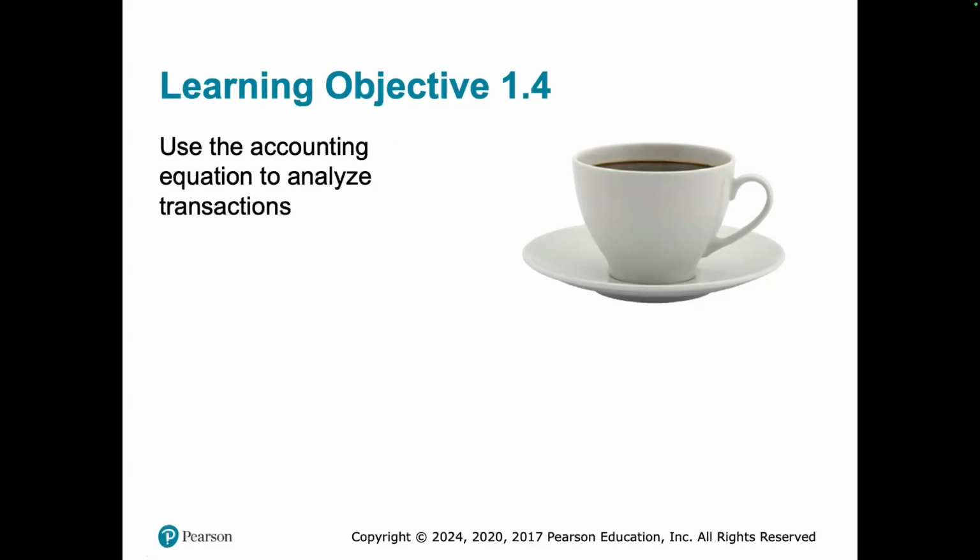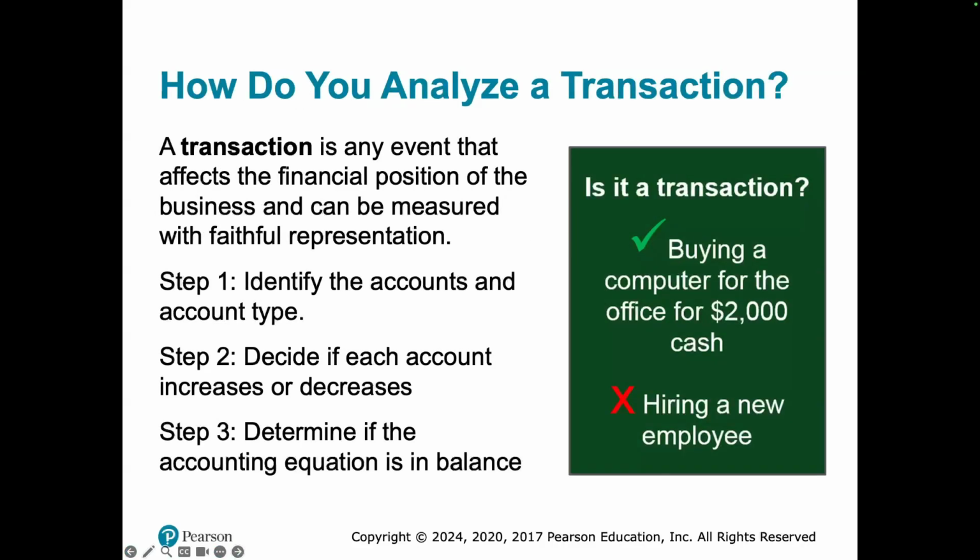This is using the equation to analyze transactions. So the equation just shows us where things are located within the business. Now we need to know how we use them to make transactions. The first thing we're going to look at is what is a transaction, right? A transaction is an event that affects the financial position of the business and can be measured with faithful representation. Step one, identify the account and account type.